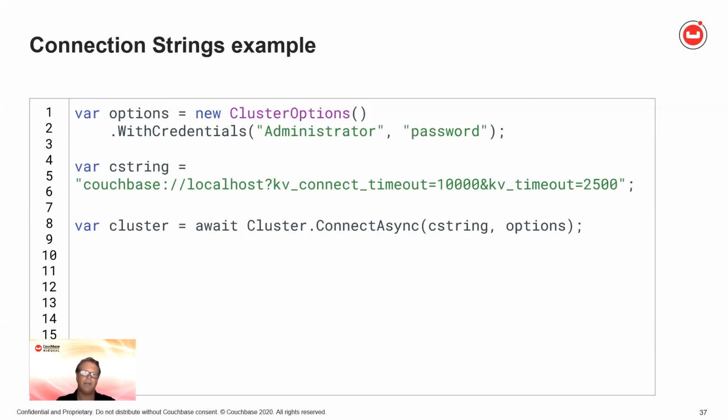We're then on line 8 going to await ConnectAsync and get our cluster by passing in the connection string and the options. Note that there are several overloads for Cluster.ConnectAsync. Some of them do not require you to pass in cluster options. You can just pass in administrator and password and then your connection string. So you have some flexibility there.